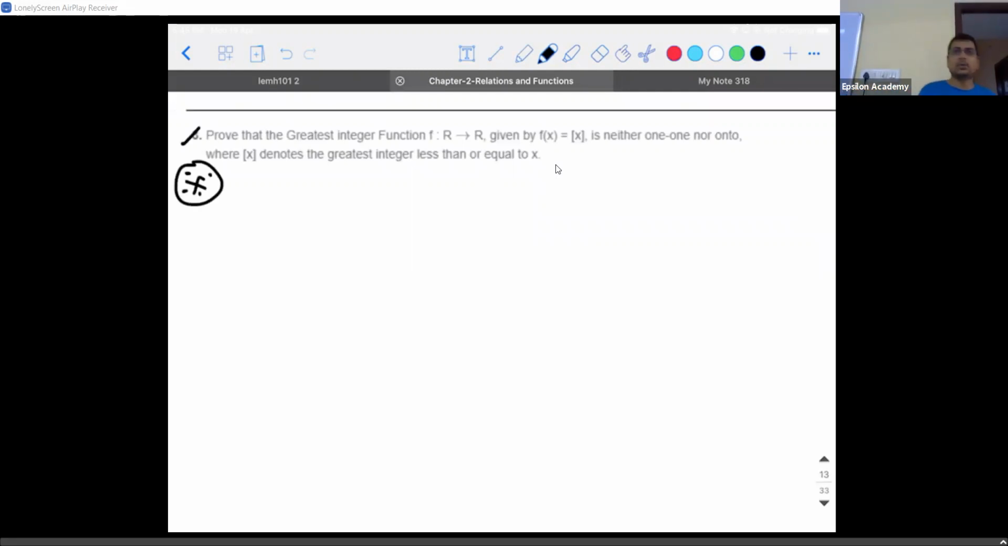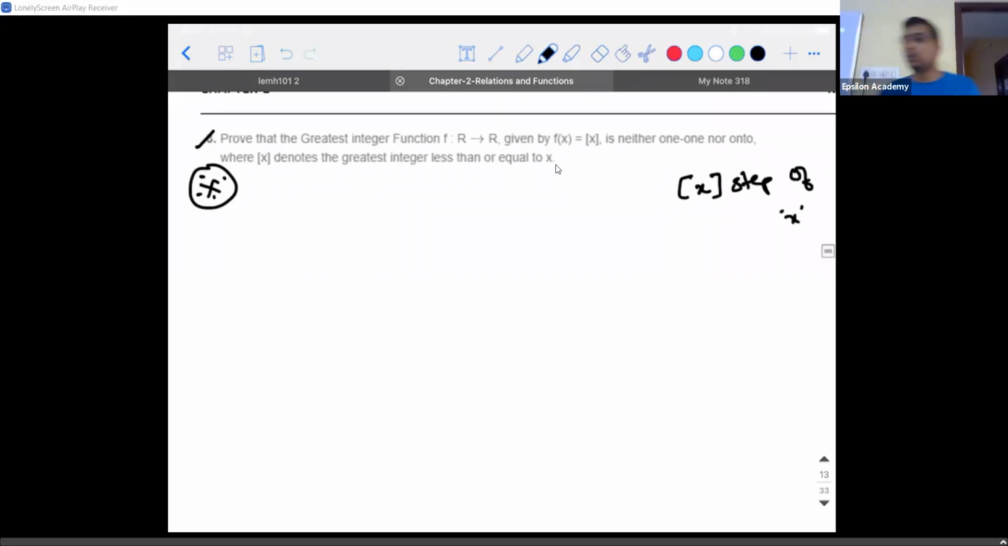So, let me explain what is the greatest integer function. Prove that the greatest integer function f, which is mapped from R to R, where f of x is equal to, they put a bracket like this. So how do you read it? Greatest integer of x, or the other way to read it is step of x. The reason why we call it step of x is because when you plot it on a graph sheet, the shape of the graph will be like steps. That's why we call it step of x.